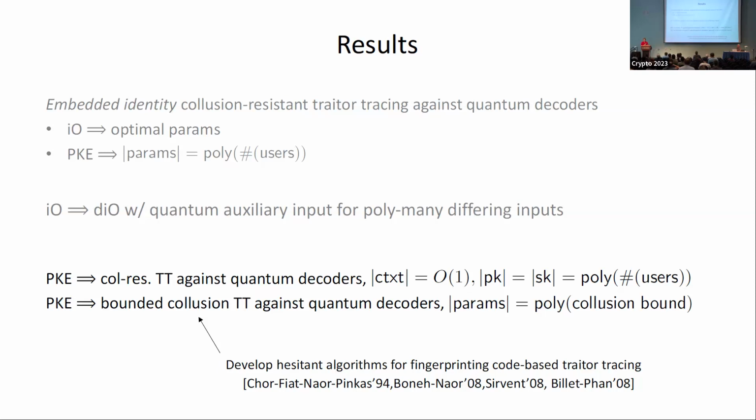And in the bounded collusion setting, we get traitor tracing also against quantum decoders, but now the parameters grow with the collusion bound, but are independent of the total number of users. Okay, and for these last two, we actually needed to develop a new tracing algorithm for fingerprinting code-based traitor tracing that obeyed the rules that I described, but, you know, it's not binary search based. We had to do a different kind of tracing algorithm.